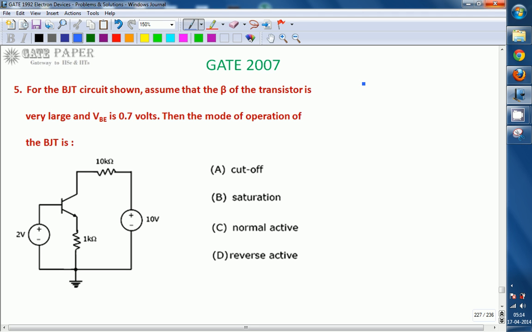We are discussing the GATE 2007 ECE paper, and this question is related to electronics. Look at the circuit diagram. For the BJT circuit shown, assume that beta of the transistor is very large and VBE is 0.7 volts. Then the mode of operation of the BJT is.